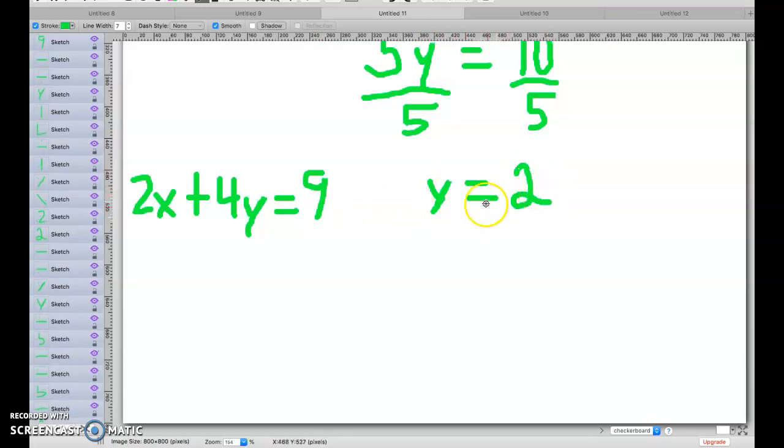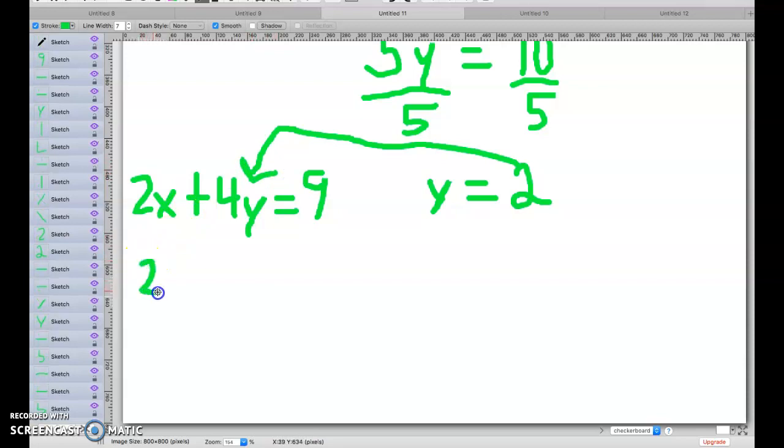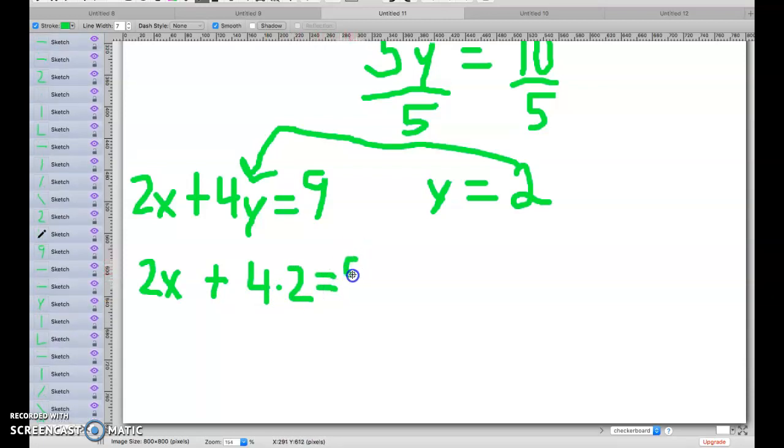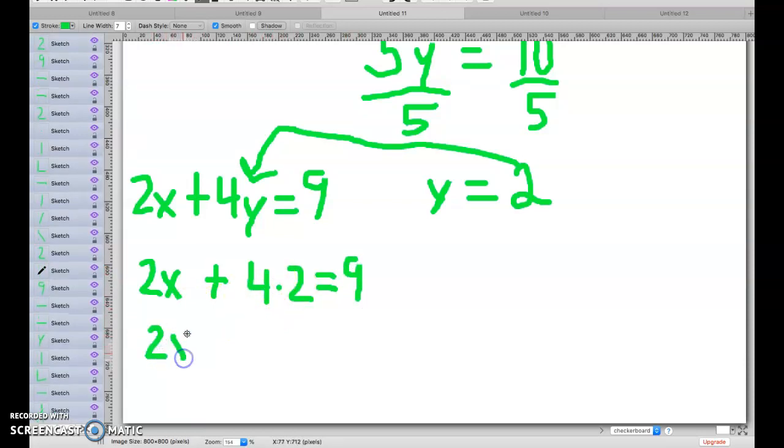Where's this 2 going to go? Well, this says that y can be replaced with 2. So this 2 is going where the y is. So this is 2x plus, well, this was 4 times y, so now it's 4 times 2 equals 9. All right, let's solve this equation. Well, 4 times 2 is 8, so 2x plus 8 equals 9.